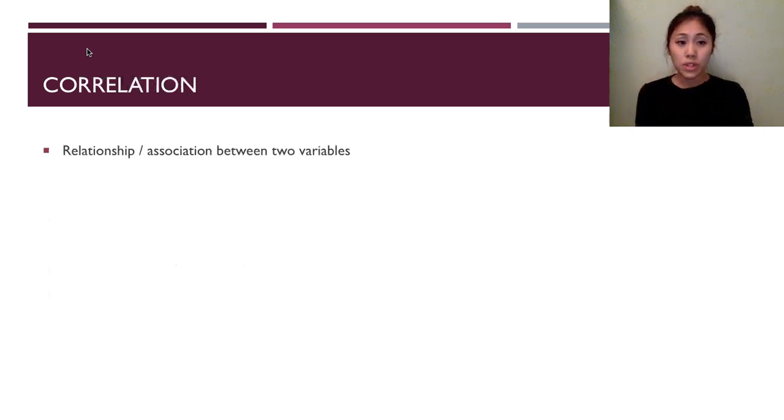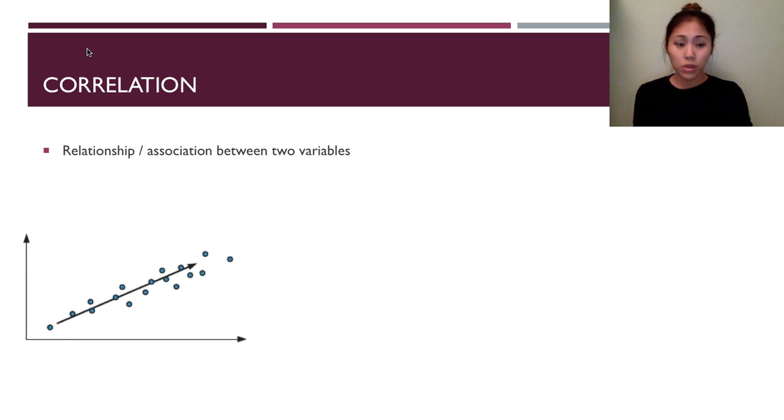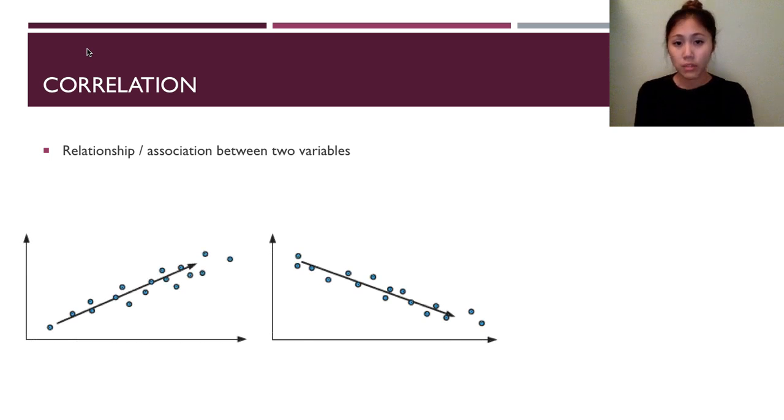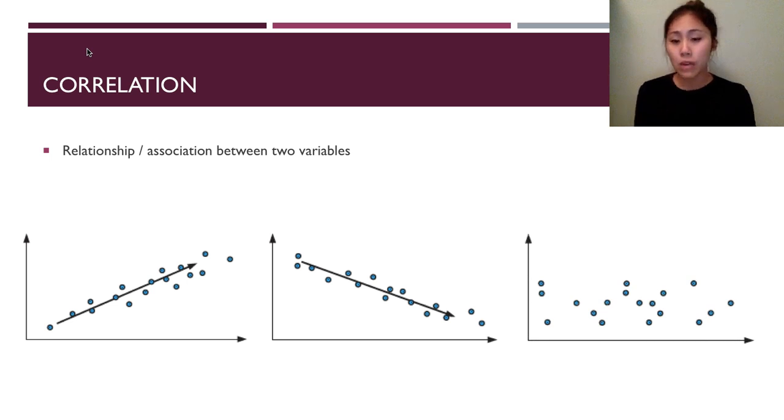Starting with correlation, this should be a pretty quick review. Positively correlated, negatively correlated, these are both linear models, right? And this one's a scatter, so it means that there is no correlation. A correlation is the relationship or the association between two variables, usually the variable on your x and the variable on your y.